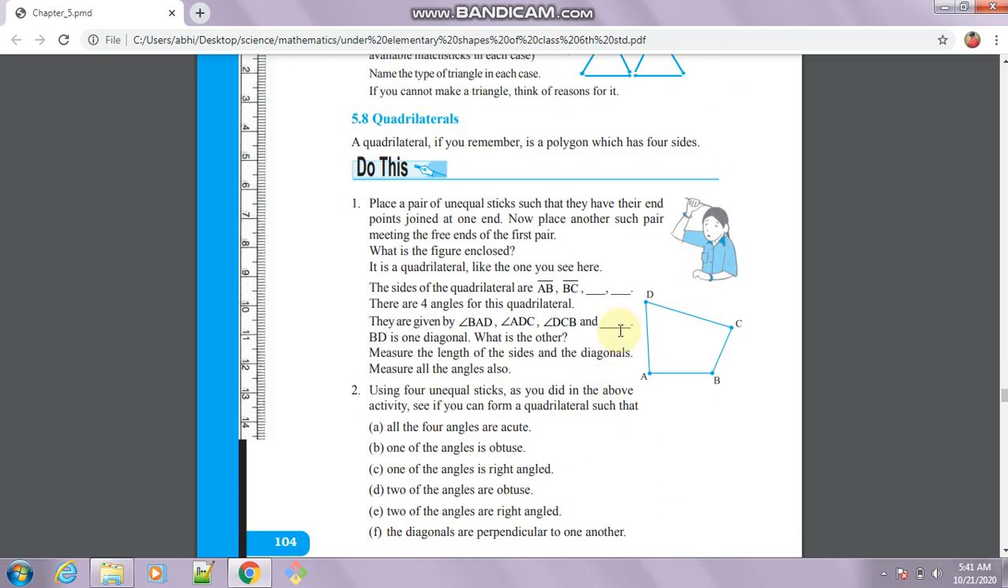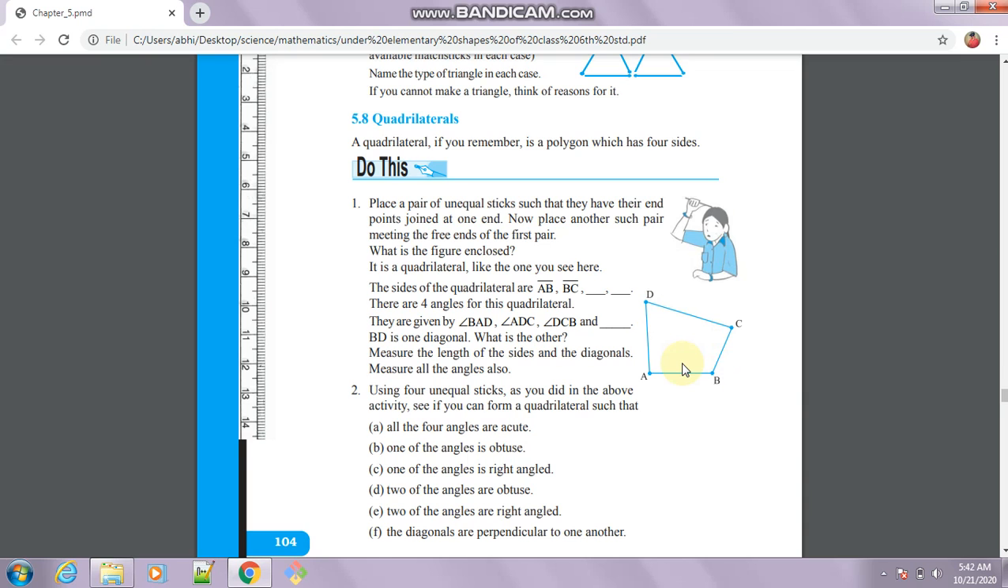Based on this, we'll observe this figure. See, AB, BC, CD, DA. We represent here 1, 2, 3, 4 sides, and you will be measuring the four angles also. You have four angles and four sides, and you have BD as a diagonal. Diagonal means a line from B to D.